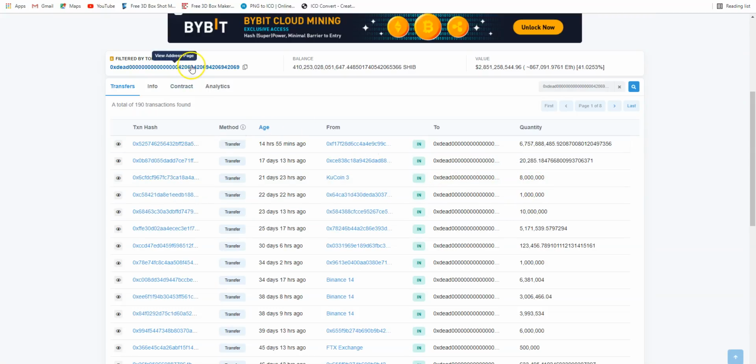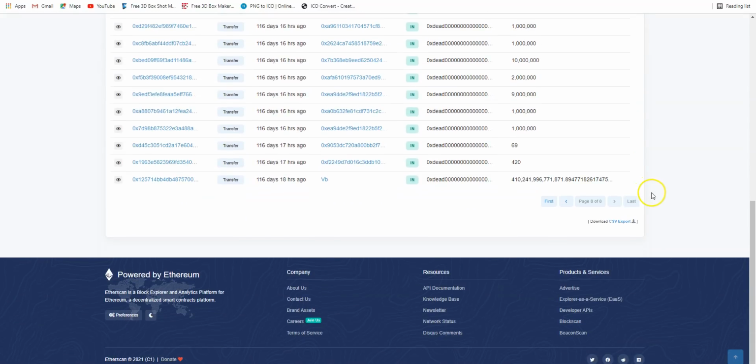Now it turns out that it looks like this is the exact same burn address which Vitalik used. So I'm just going to quickly head to the last page, and if you look here, it looks like this actually is exactly where Vitalik Buterin burnt his 410 trillion worth of SHIB, which is very interesting.